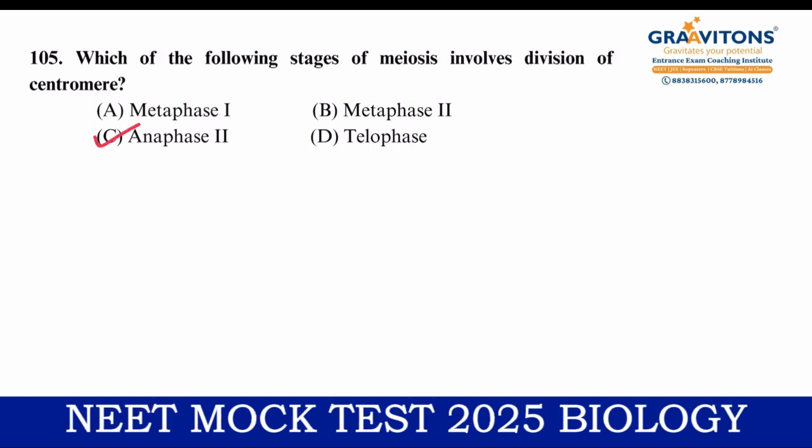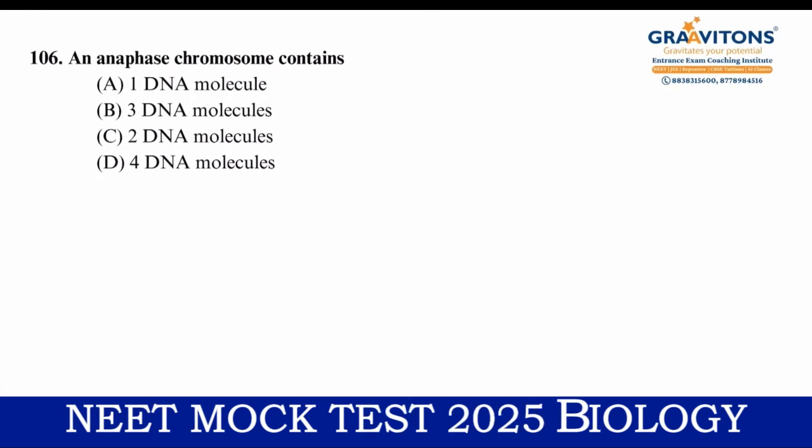In anaphase 1, only homologous chromosomes separate from each other. There is no division of centromere, but in anaphase 2 we have division of centromere. This is a very important aspect in case of meiotic divisions. Next question. An anaphase chromosome contains. They are not asking about the anaphase cell; they are asking about a single anaphase chromosome. So the chromosome will contain only one DNA molecule.